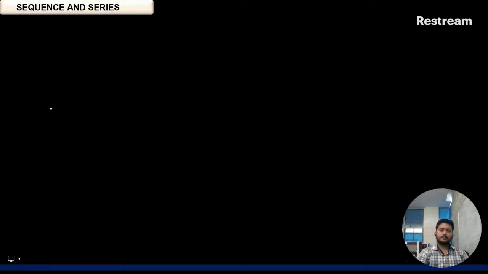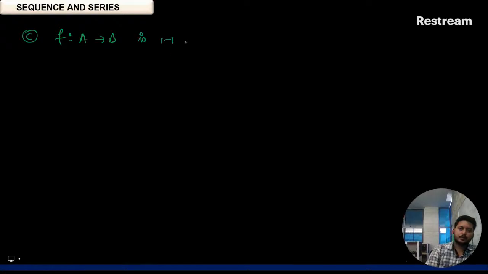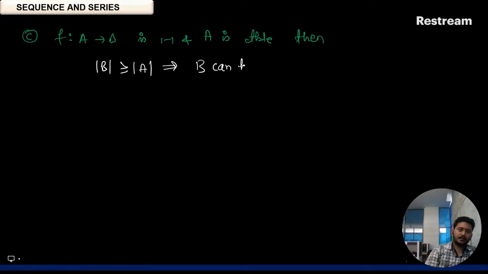Now next one, we move to C. On the C part, take one more mapping from A to B, which is one-one and A is countable. Then you may say that cardinality of B is less than or equal to cardinality of A, therefore B can be countable or uncountable.